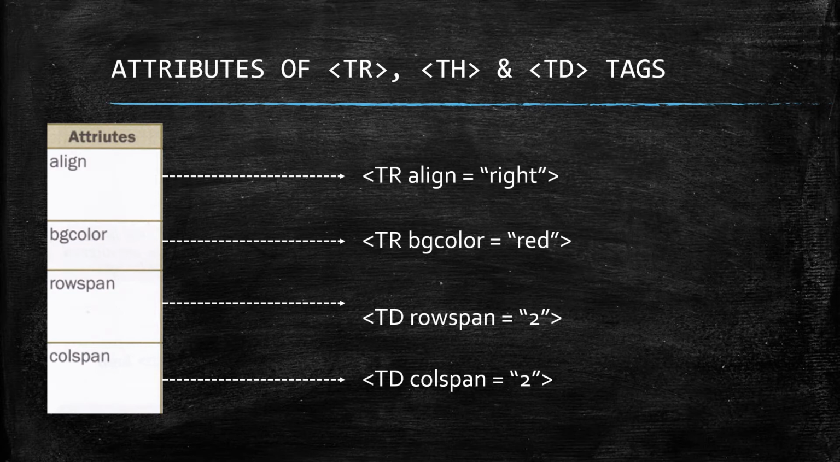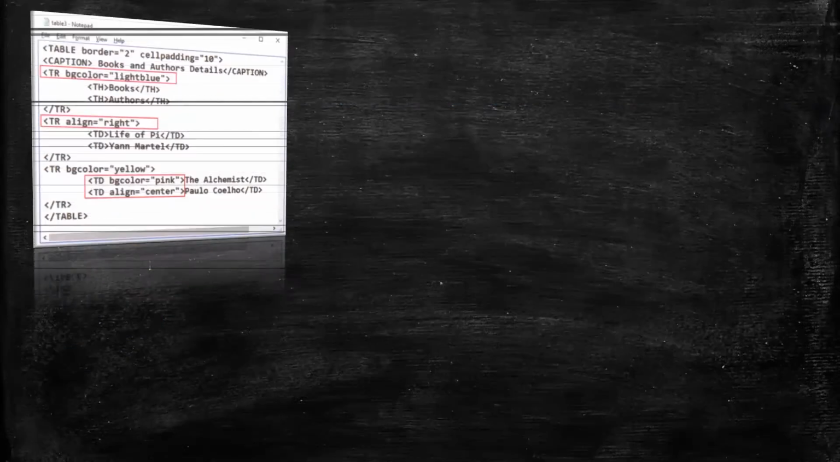Next we have the rowspan attribute. This attribute specifies the number of rows a data cell should span. This attribute is used within the TD or TH tag. Next we have the colspan attribute. The colspan attribute specifies the number of columns a data cell should span.